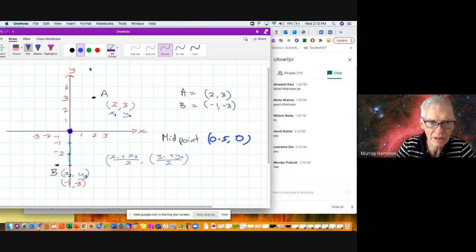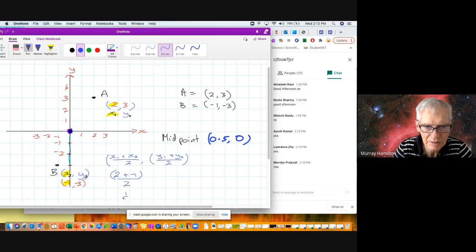So x1 is this value here. x1 is the number 2, and x2 is the number -1. So I'm going to do that first, just to show you how the formula works. 2 plus -1, and we halve that. 2 plus -1 is 1, so that's a half, which is what I've got here. So our x value is correct.